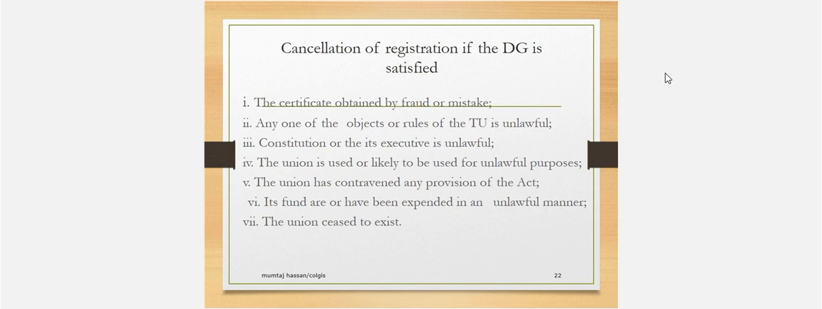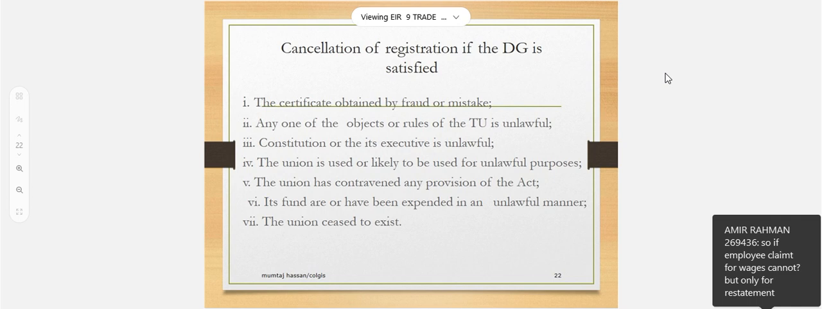Okay, so the Industrial Relations Act says that the employee can file for reinstatement within 60 days. It does not say Industrial Relations Department, but all matters regarding reinstatement must go to the Industrial Relations Department. Okay.